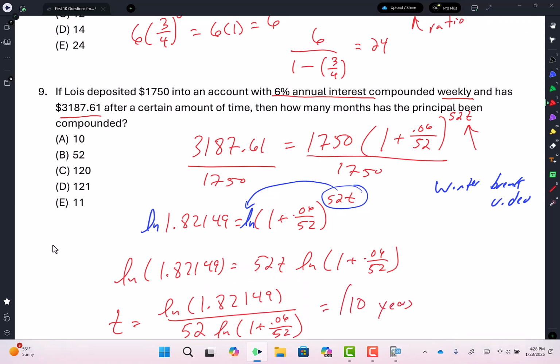10 years. How many months are in a year? So how do I find out how many months in 10 years? No, not divide it. Yeah, multiply it, because there's 12 months in a year. What's 12 times 10? Is 120 in there? Look how sneaky they are. They're so sneaky.